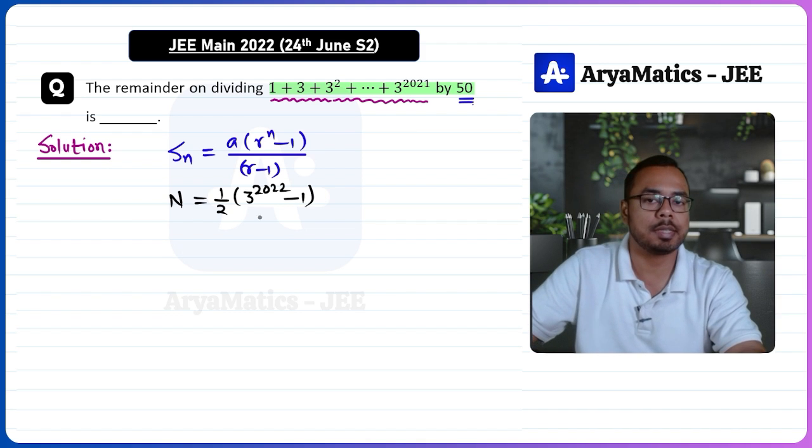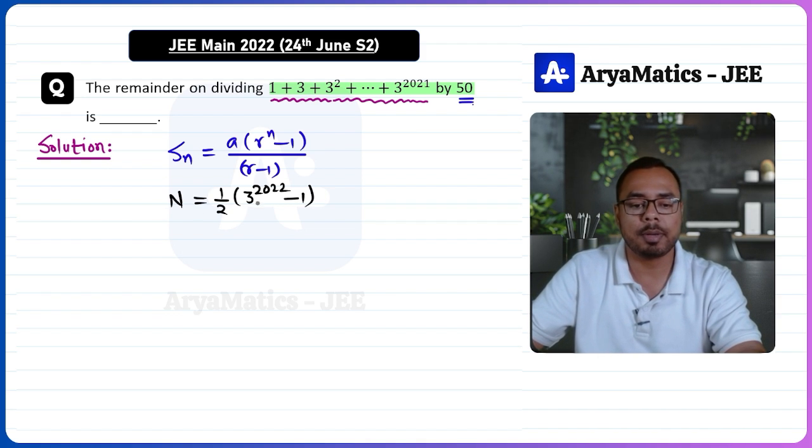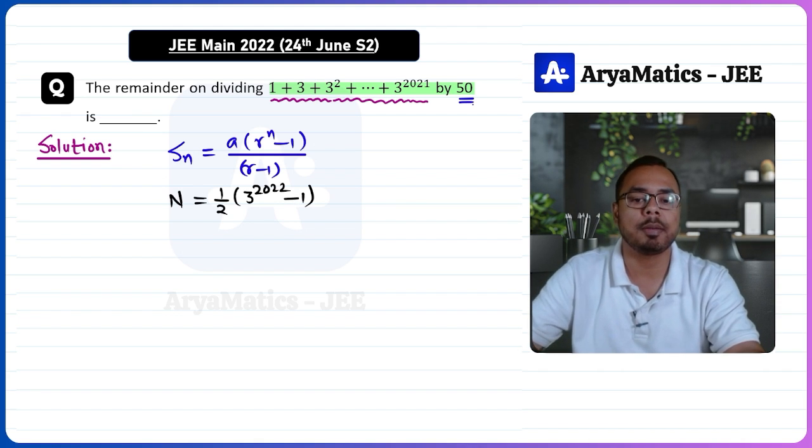So basically N is 1 by 2 multiplied by 3 raised to 2022 minus 1. And now we are dividing this number by 50. So we have to find the remainder.